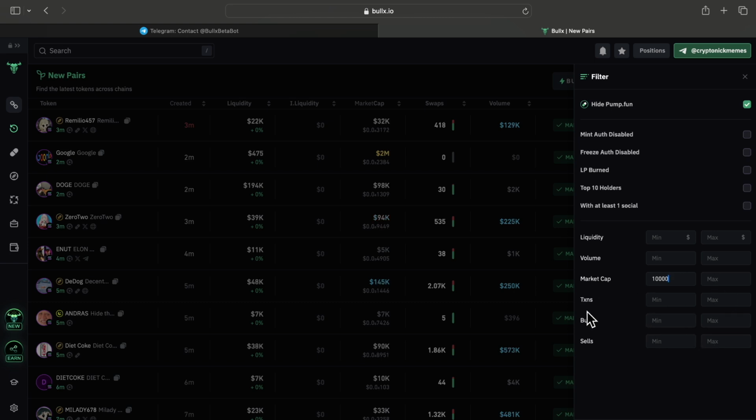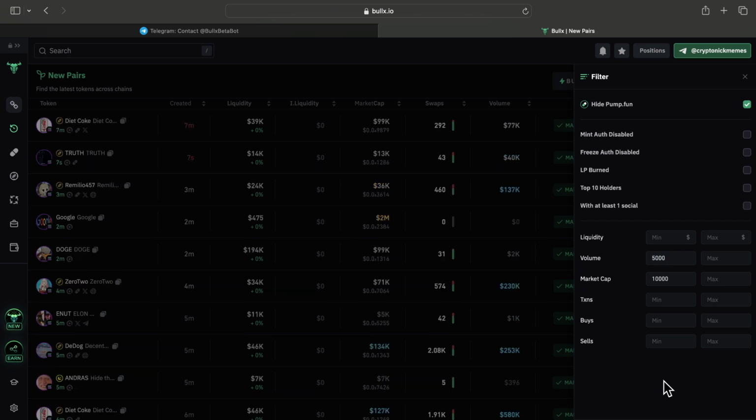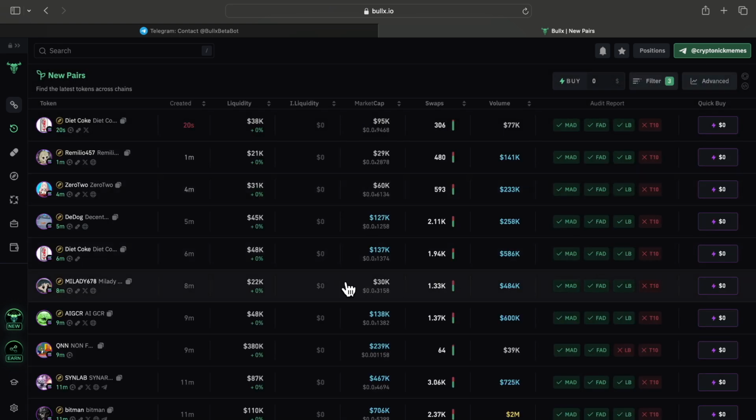So transactions, buys and sells really doesn't matter. Liquidity, you can put something like a few thousand at least, maybe 5 to 10K, but not really that necessary. You can put volume. I usually use volume at least 5,000. That also depends on your strategy, whether you're looking at low volume coins, high volume coins, low market cap, high market cap. So in this video, that's going to be the setting, just 5K dollars in volume. That's the bare minimum that I want to see. And those are all the new coins.